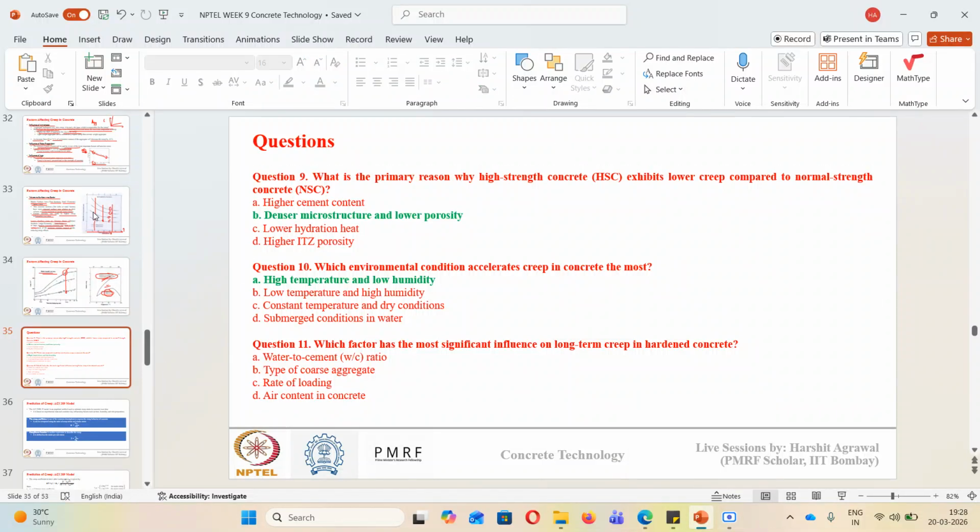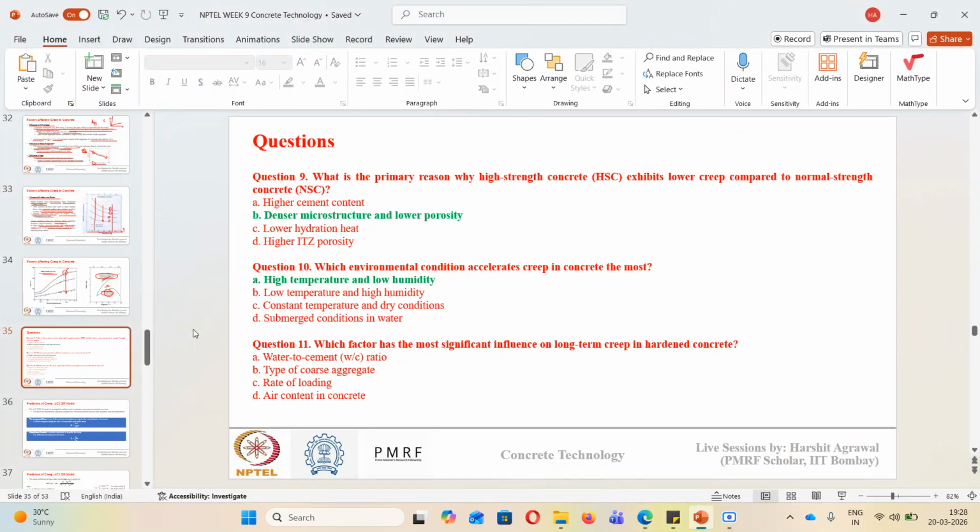So think about the first theory that we talked about for Freyssinet. What he said is that creep is nothing but loss of moisture from concrete when it is in loaded condition. So if loss of moisture increases, then creep also increases, and loss of moisture will increase when concrete has higher temperature or lower humidity. Lower humidity accelerates the evaporation of moisture from concrete.